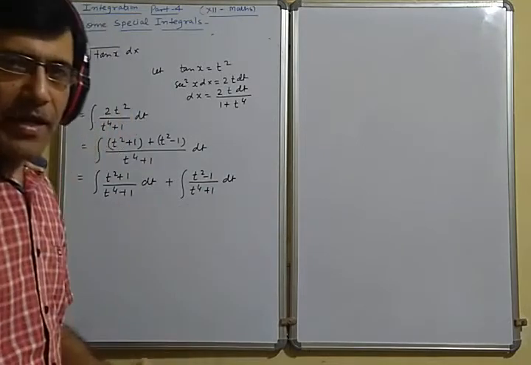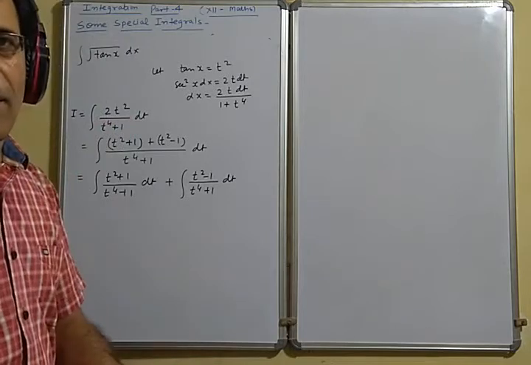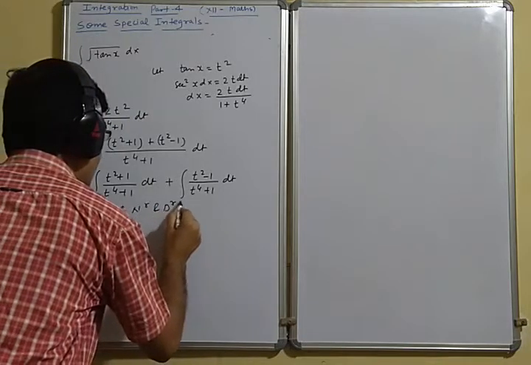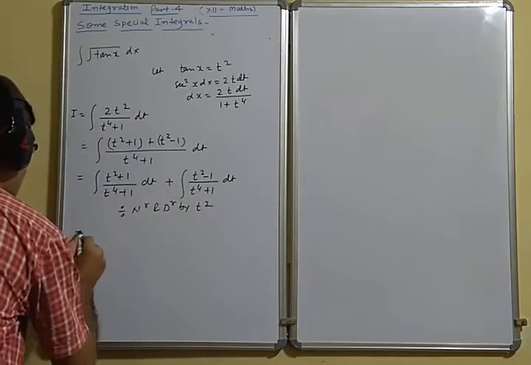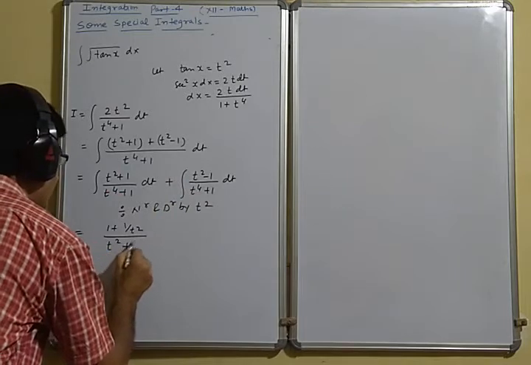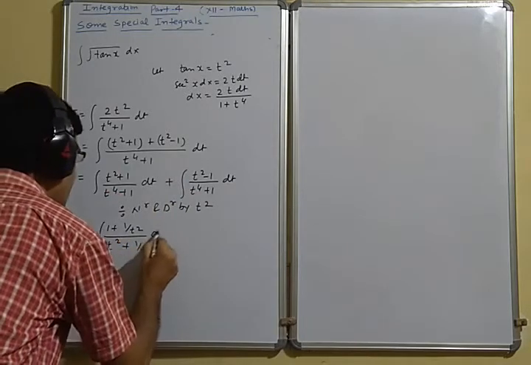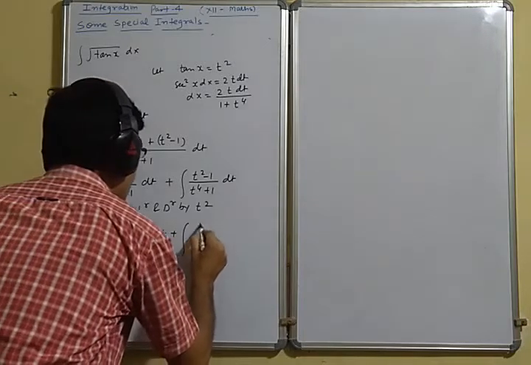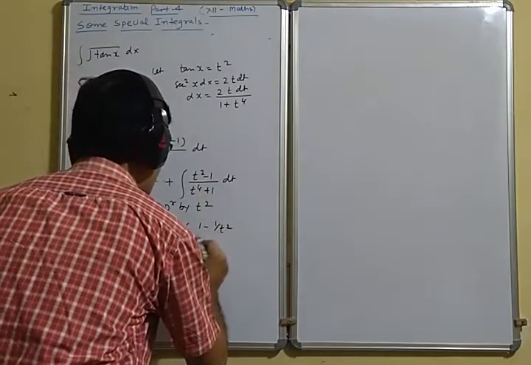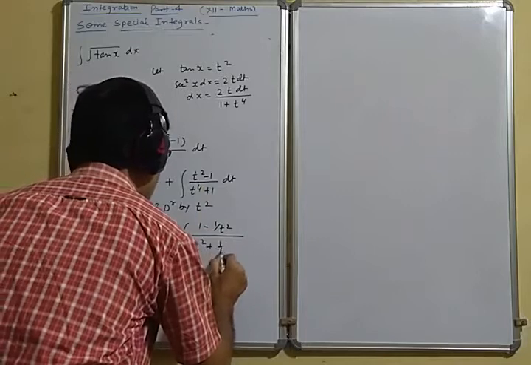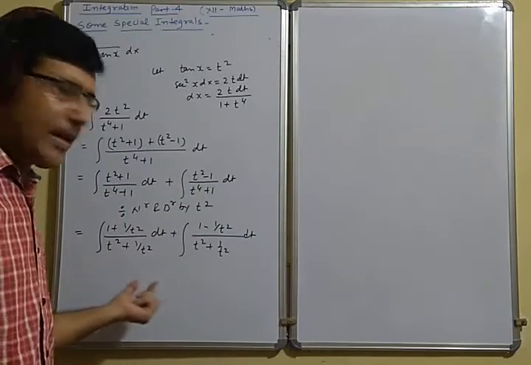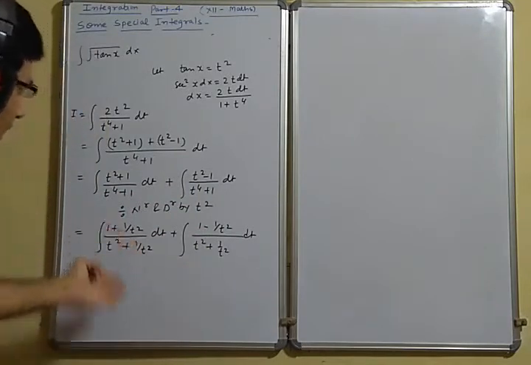Now divide numerator and denominator by t square. So this becomes (1 plus 1 upon t square) divided by (t square plus 1 upon t square) dt plus (1 minus 1 upon t square) divided by (t square plus 1 upon t square) dt. So two types, you can solve separately by taking I1 and I2, otherwise directly you can simplify it.